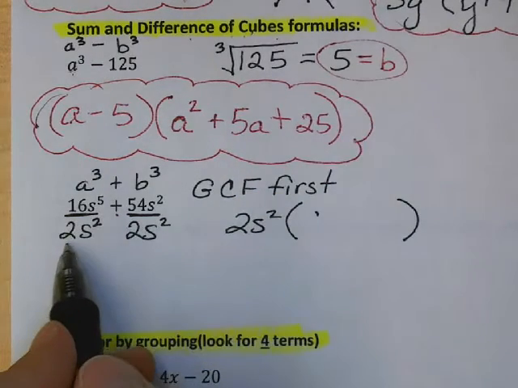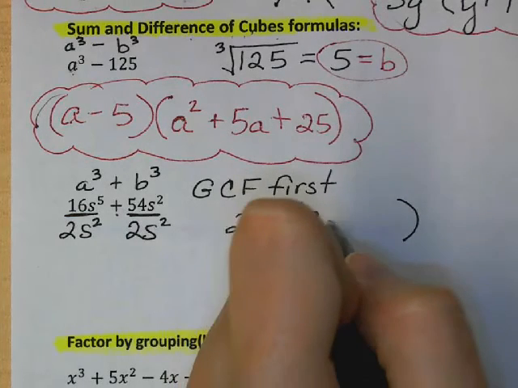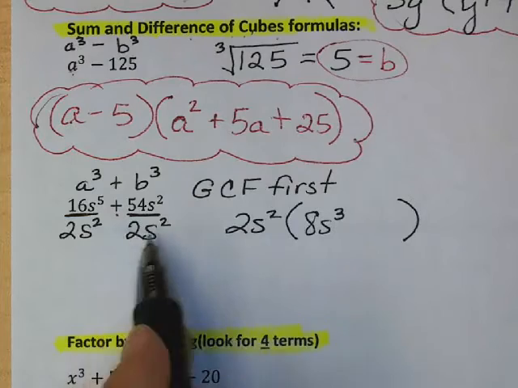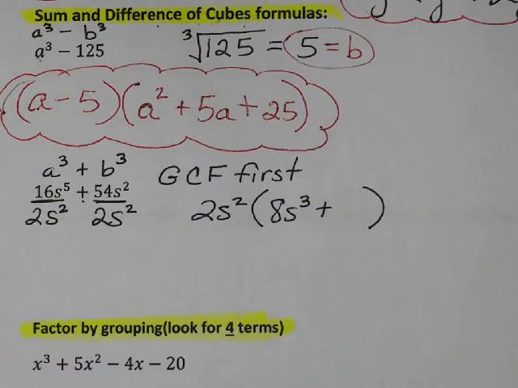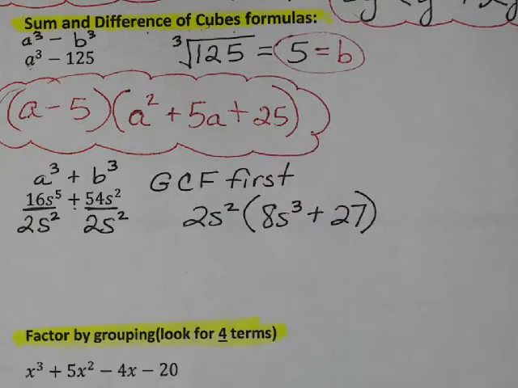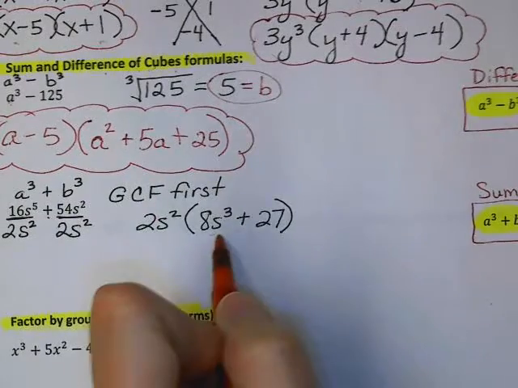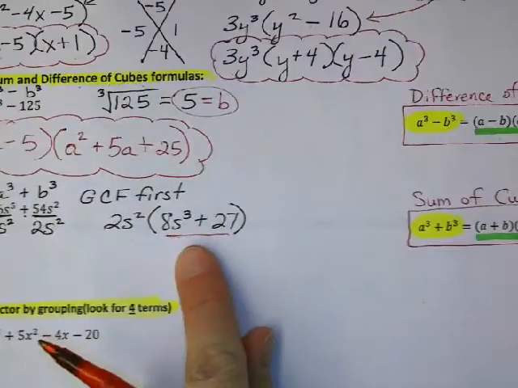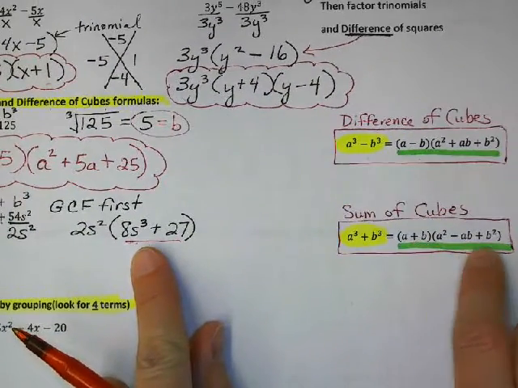16 divided by 2. 8s to the third plus what? 27. Good. Okay, so now this thing right here, that's a sum of cubes that we have to break into this.